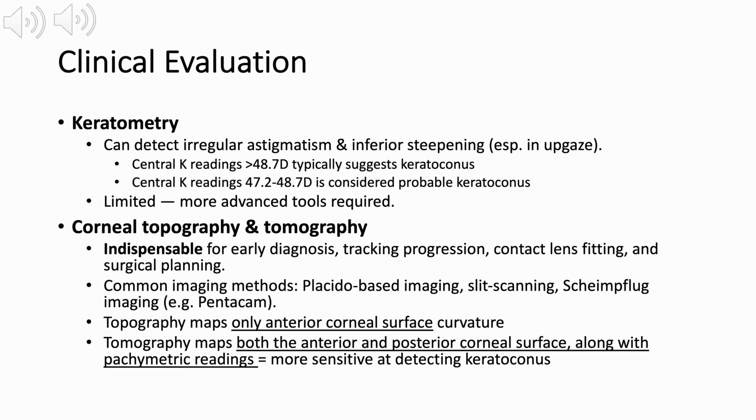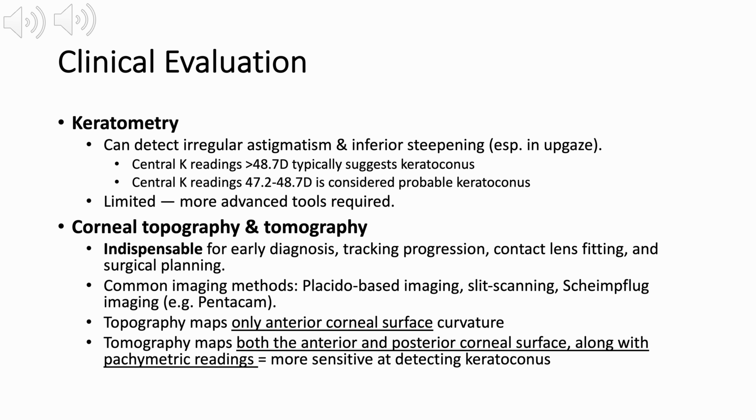When evaluating for keratoconus, clinical assessment may reveal irregular astigmatism and inferior corneal steepening. Keratometry can sometimes detect these changes, especially in upgaze, but its utility is limited. Central K readings greater than 48.7 diopters typically suggest keratoconus, versus K readings between 47.2 and 48.7 diopters, which is considered probable keratoconus. However, more advanced diagnostic tools are necessary for reliable detection and monitoring.